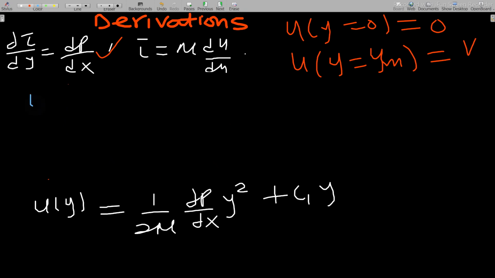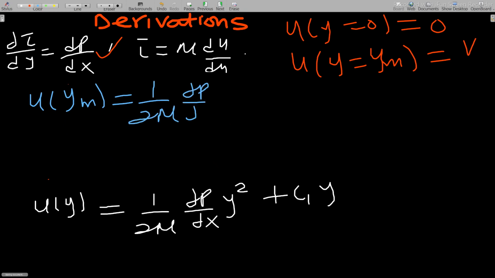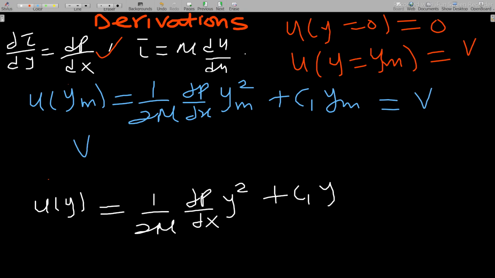Now, with u of y max, you said this equal to some v. Now, putting it here, we have 1 over 2 mu del p del x, let me erase this and write it well, y m squared plus c1 y m. We are saying that this is not equal to zero, but it's equal to some v, okay? So now, let's see. It means v minus, or I can still divide through by ym, since I have c1 attached to ym. I have v over ym, okay?